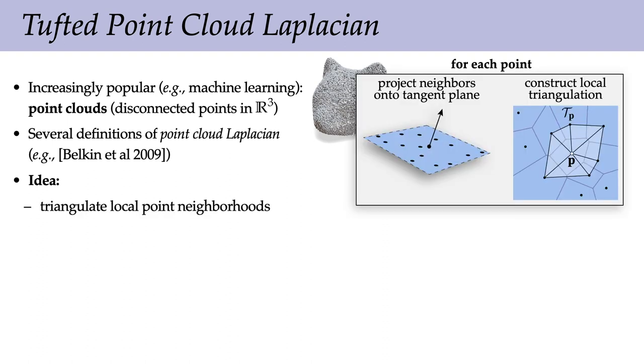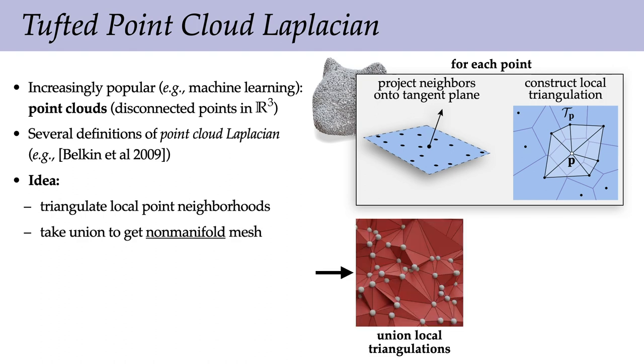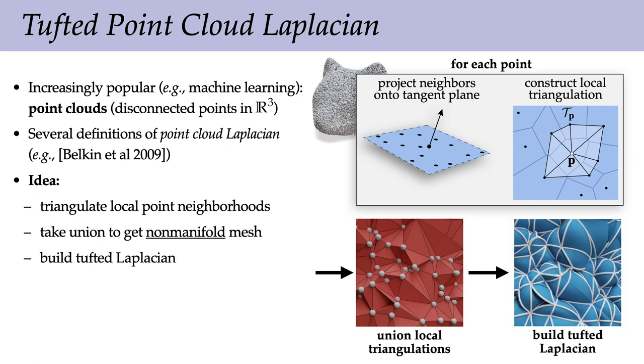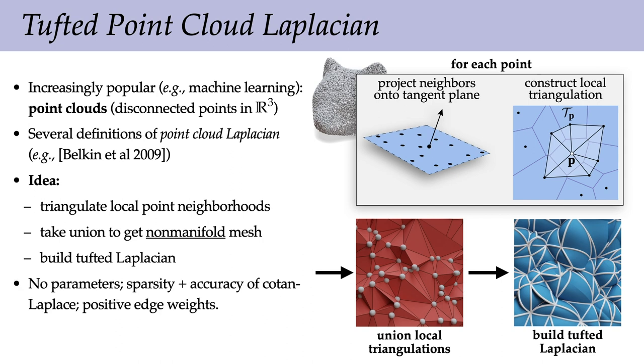The basic idea is to first locally triangulate the neighborhood of each point, then union all of these triangles together to get a crazy non-manifold mesh with many repeated faces and lots of crazy connectivity, but it doesn't matter because we can still build the tufted intrinsic Delaunay Laplacian and read off the corresponding Laplace matrix. This is a really great point cloud Laplacian because it has good sparsity properties, it's just as accurate as the cotangent Laplacian is, and furthermore has the guarantee of positive edge weights that we like about the usual intrinsic Delaunay cotangent Laplacian.